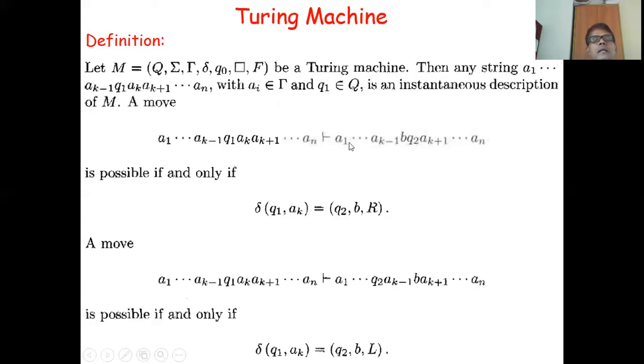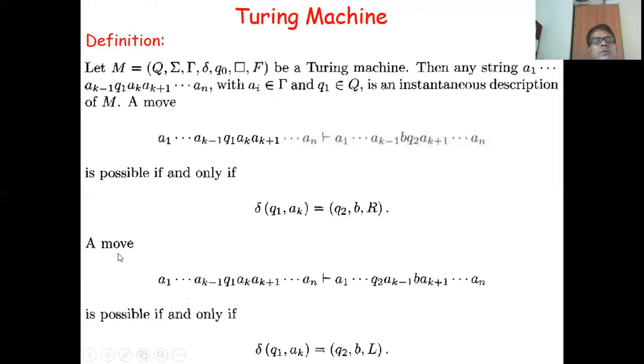This move gives A1 ... AK minus 1 B Q2 AK plus 1 ... AN. This move is possible if and only if we have the transition delta Q1 AK is equal to Q2 B R. So in this, we are in the state Q1, reading AK. It will replace AK by B, move right, and change the state to Q2. In fact, this move that we have just defined is the right move.